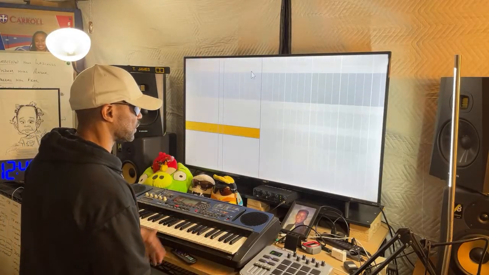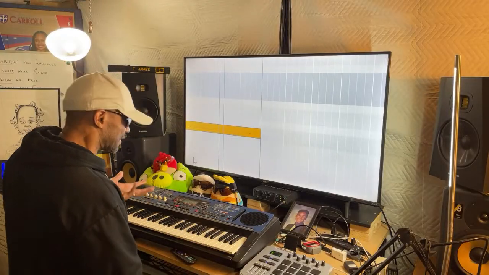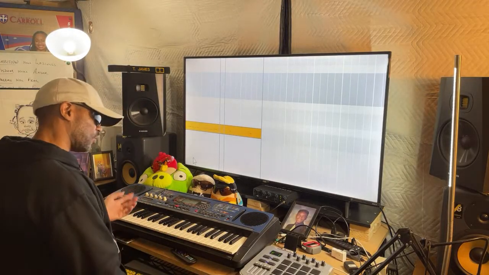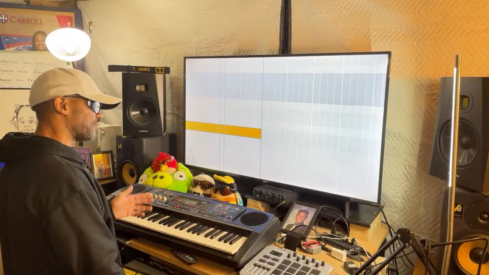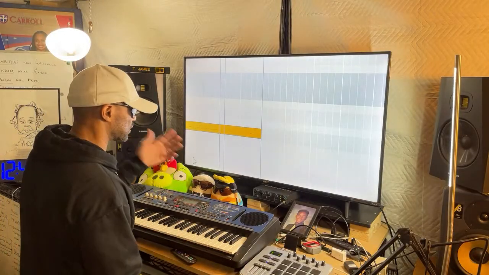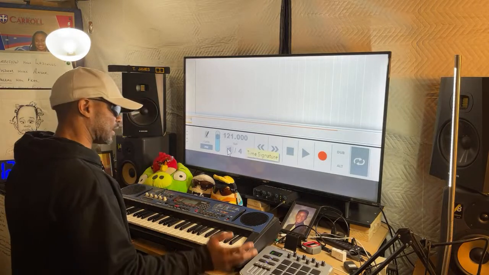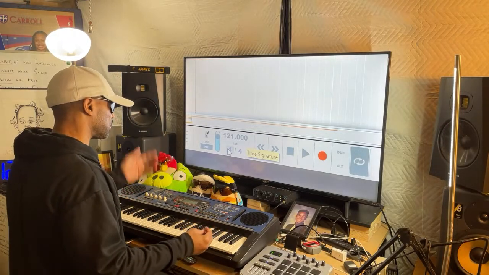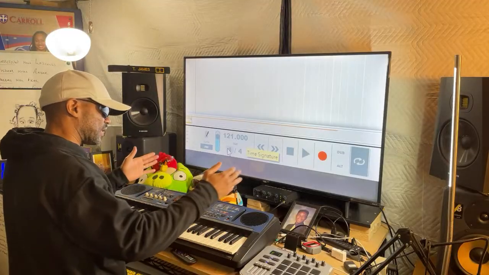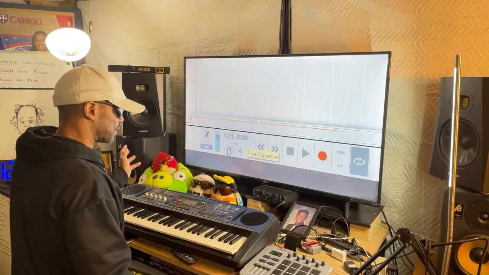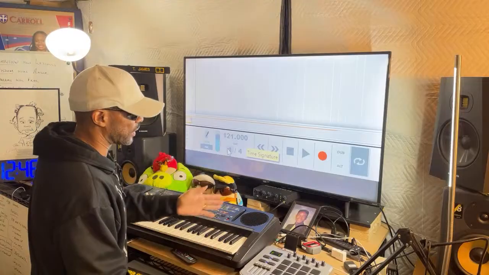So again, just playing along with it. Again, not really caring so much about whether or not it's on beat or off beat. Trying to stay with it, especially with this tempo. This tempo is where we're at right here. I'm at 121, so again, not where I normally play. Most of the music that I'm making is usually in the 90s range. I usually stay probably like 92 to 100.